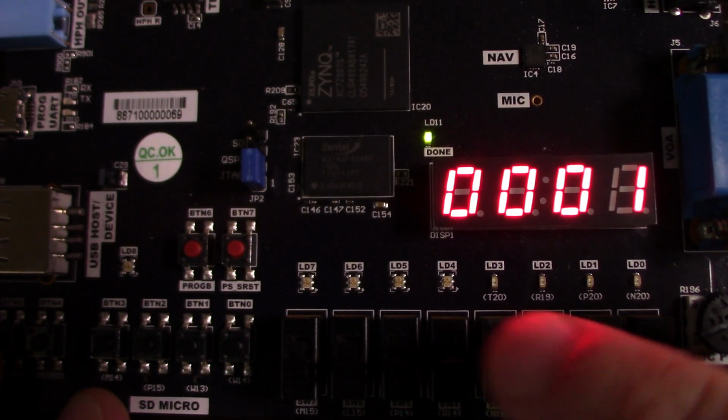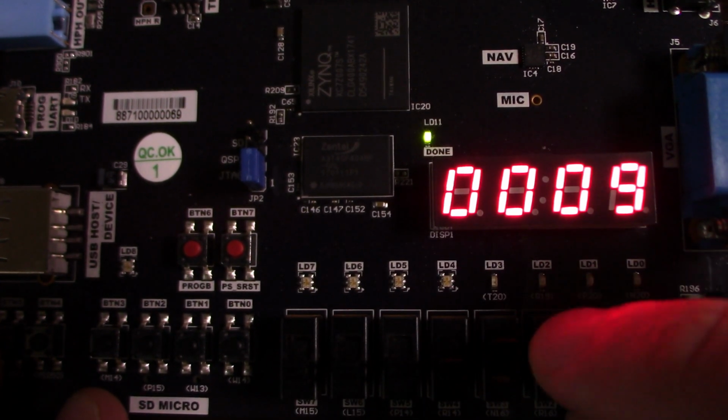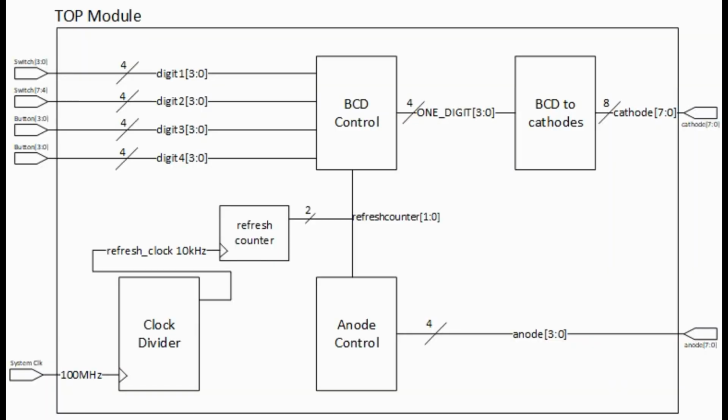The reason why we need a clock divider is that if the refresh clock is too fast, the numbers will blend in and there's no way to tell which number is currently displayed on the 7-segment display. At 10 kHz, the clock is still fast enough to trick the human eye into thinking that the digits are on at the same time, even though the digits are displayed one at a time based on the refresh counter value. But now, let's go on and start creating the modules.